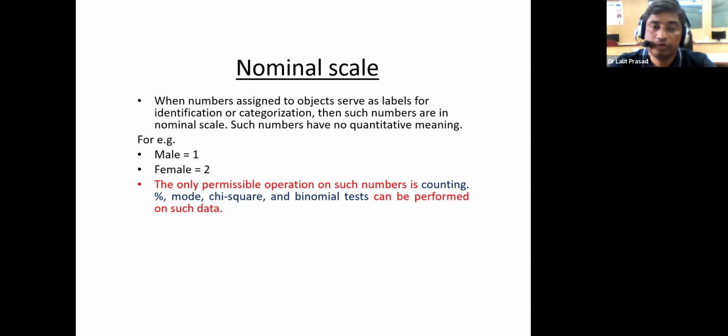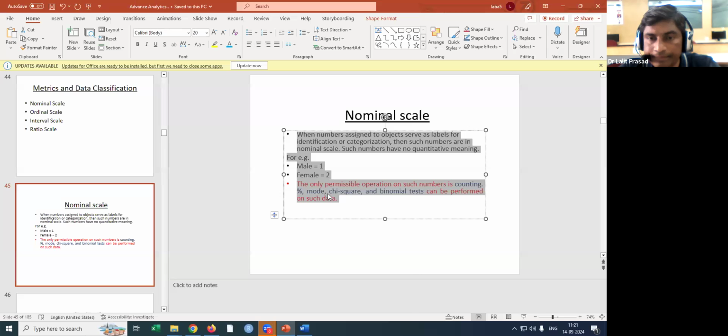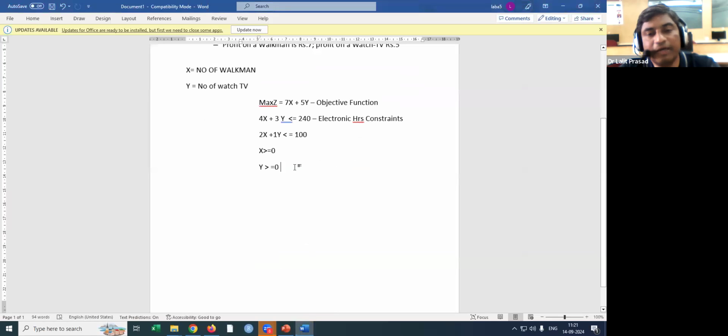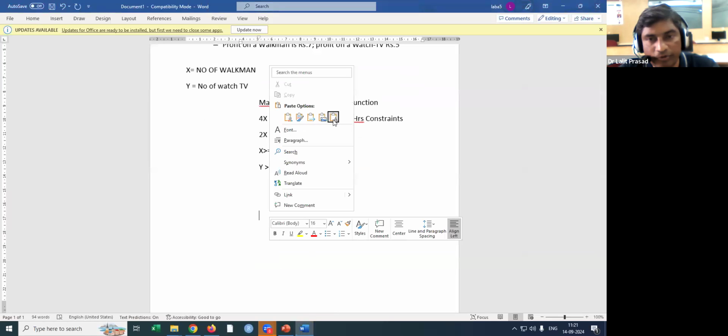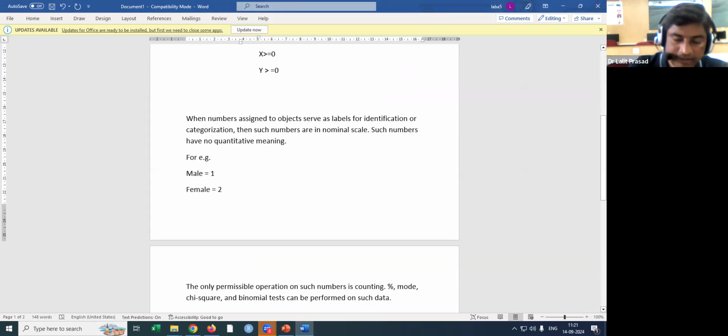Okay. So the only permissible operations on such numbers are counting, percentage, and mode. Chi-square and binomial test are the inferential tests. We'll talk about it later on. First, we are talking about the descriptive statistics. So what I am talking about: counting, percentage, and mode. So in nominal scale, what are the things you can calculate? I have already told you. Counting, percentage, and mode. This is the nominal scale definition.